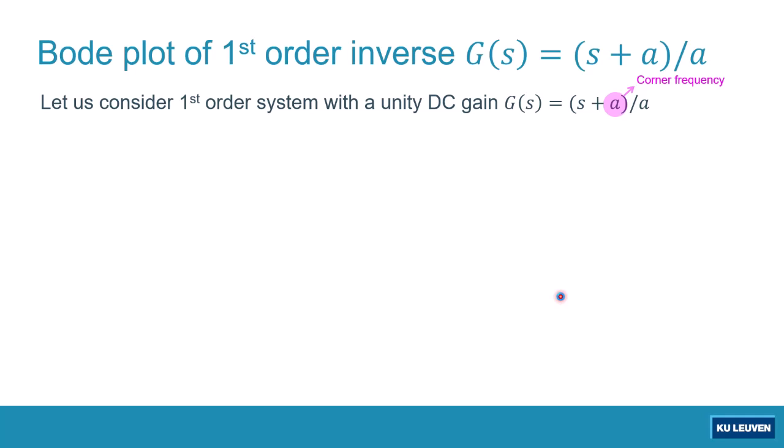Now let's take a look at the inverse of first order system. If you look at this again, the equation here is simply the inverse of the first order system, where G(s) is equal to (s plus a) over a. Again, in this case, from the finite zero of this inverse of the first order system, the zero is equal to negative a. So in this case, a is the corner frequency again. How will the Bode diagram look like?